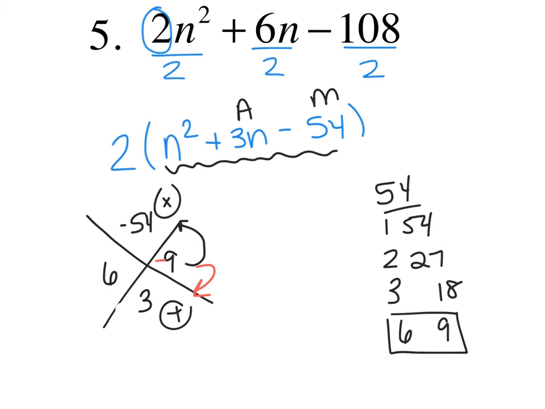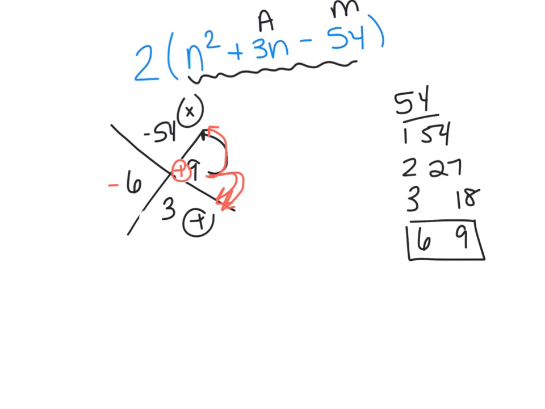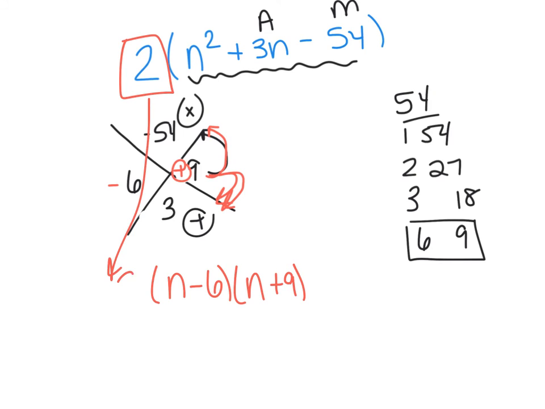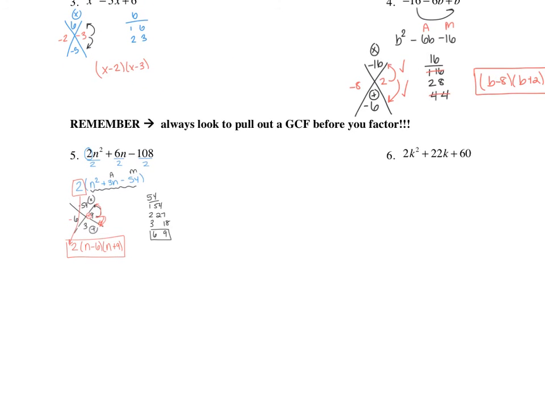So now what I'm going to do is change my 9, make it positive, and make my 6 negative. Well, negative 6 times 9 is still negative 54, and negative 6 plus 9 is now 3. So my factors are n minus 6 and n plus 9. But you have to put your GCF of 2 in front. That's your final answer. Try to do the next one completely by yourself.